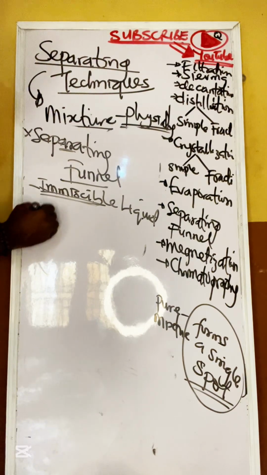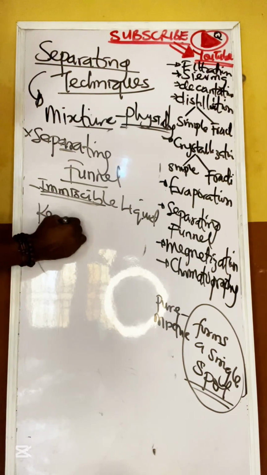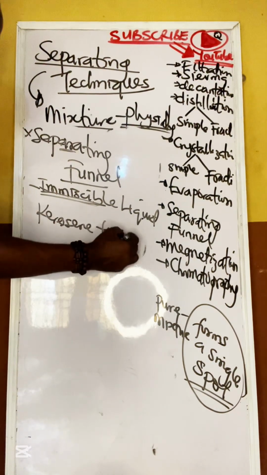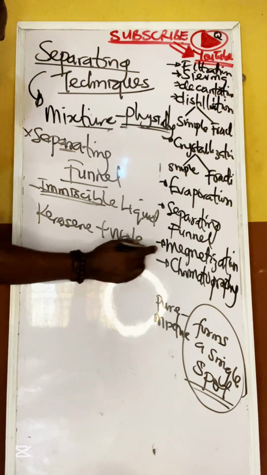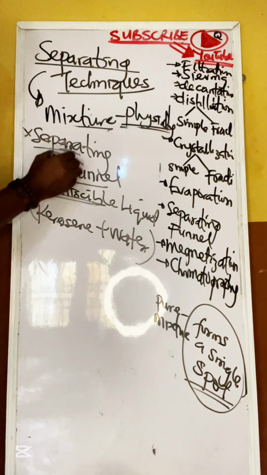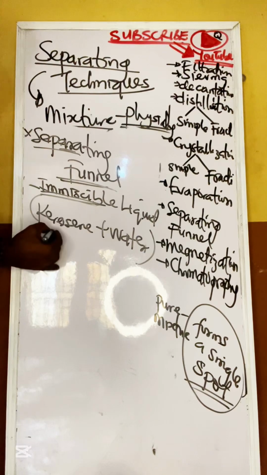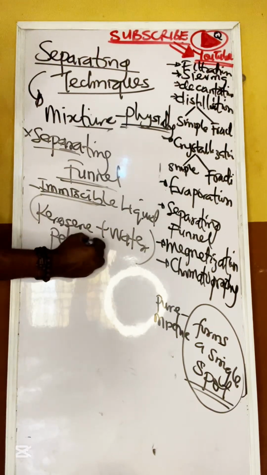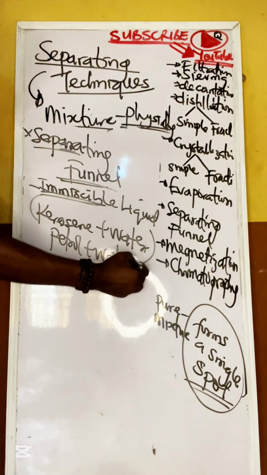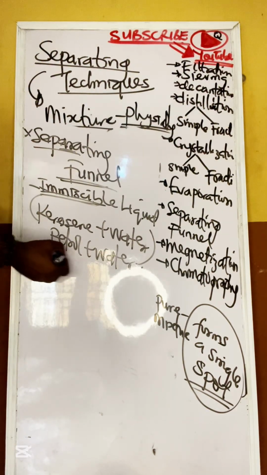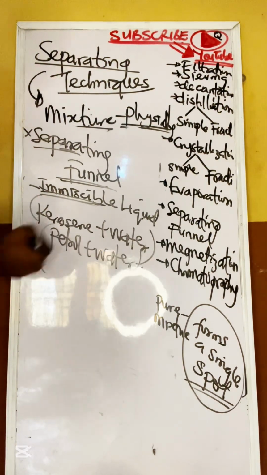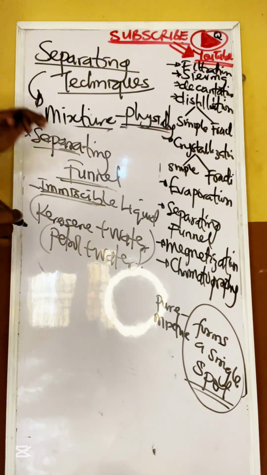What are they? Kerosene and water. They cannot mix. So how do you separate them? You separate them using what we call a separating funnel. Petrol and water, can you mix them? No, petrol and water cannot mix. So non-polar and polar, you cannot mix them. So something like this, you use a separating funnel.